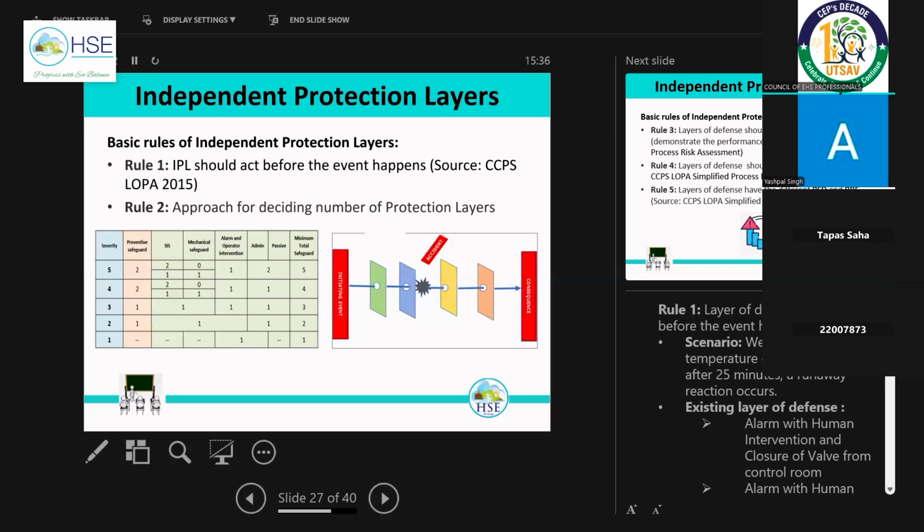In case of an alarm where the operator has to go into the plant and close the valve or take some action, the response time is 30 minutes. So 2 minutes, 10 minutes and 30 minutes. These are the standard times which we normally take from the Purple Book, used for quantitative risk assessment, and that is available. That is the response time we should consider when we define or design the protection layer. So IPL should act before the event happens.